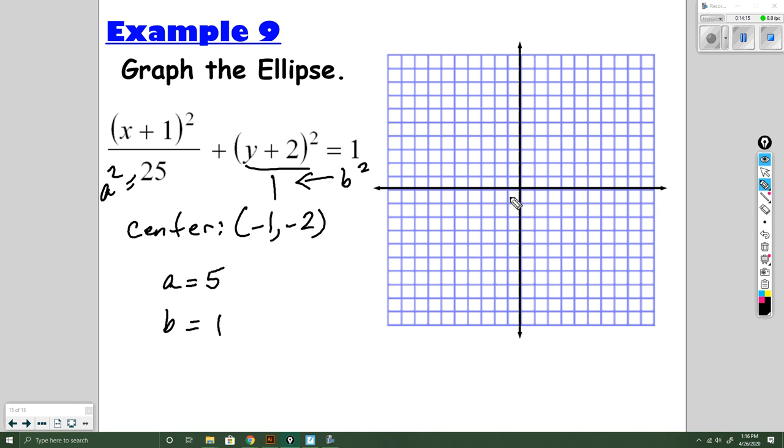So the center is -1, -2. We're going to go 5 units to the right, 5 units to the left, 1 unit up, 1 unit down. All right. Once again, I'll do my best here.